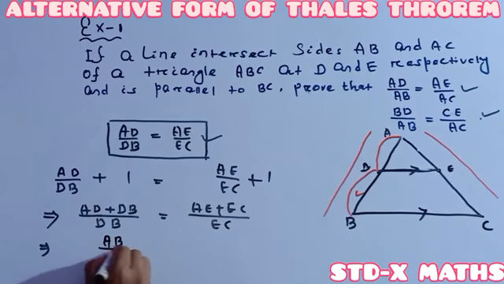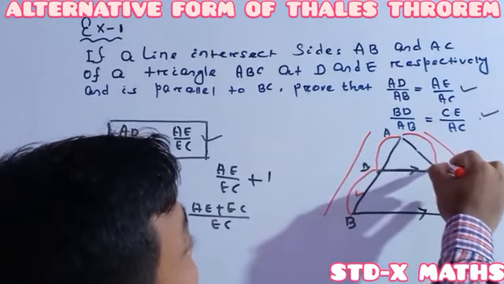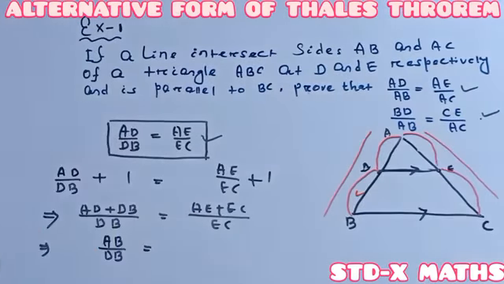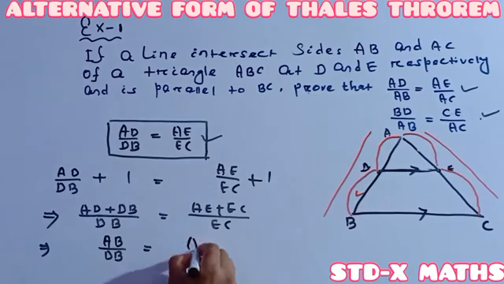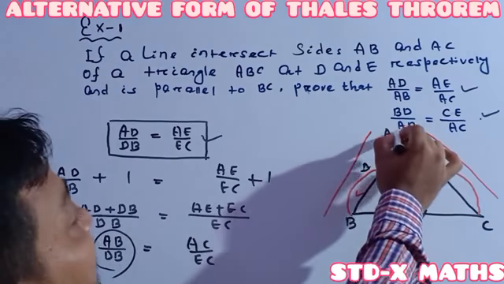AB divided by DB, which is equal to, on the right side, AE plus EC. See, AE plus EC, the total is our AC. So here I am writing AC divided by EC. Understood or not understood? Just see this one, you just have to compare it with this one.